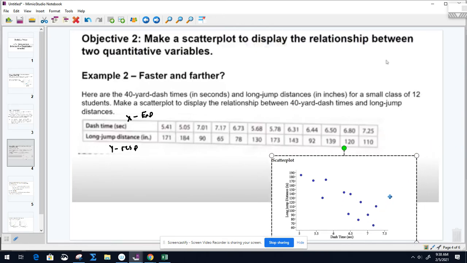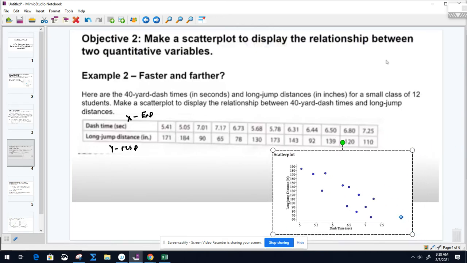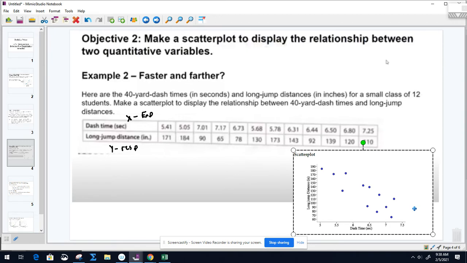So we have to be able to make this scatter plot. We're going to talk about the association or the correlation in the next objective. But you should be able to tell me by looking at this whether this is a positive or negative correlation. Because it's going down, we would say this has a negative correlation. But we're going to get into that in the next objective. Be able to use the stats applet. Make sure you know your response variable and your explanatory variable.